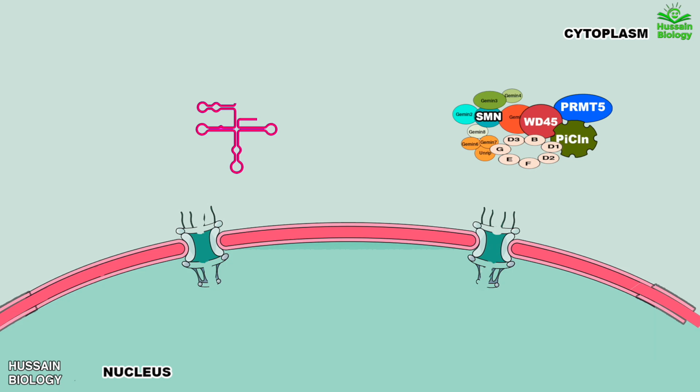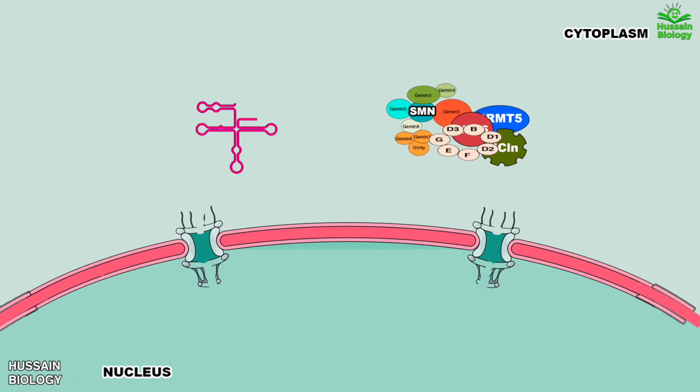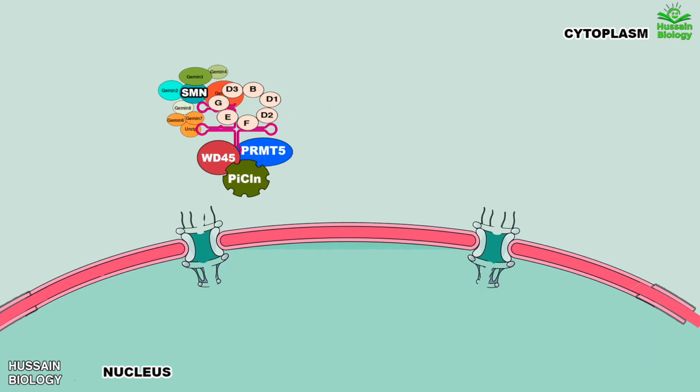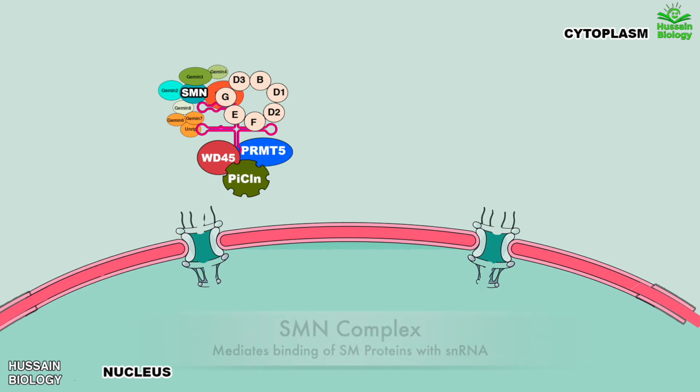Now we have a complex structure here. That's SMN complex, PRMT5 complex with SM proteins. This complex then goes to the snRNA molecule and starts interacting with it. We see the SMN complex facilitates ATP-driven structural changes within the snRNA that expose the SM site and enable SM protein binding with the snRNA molecule.